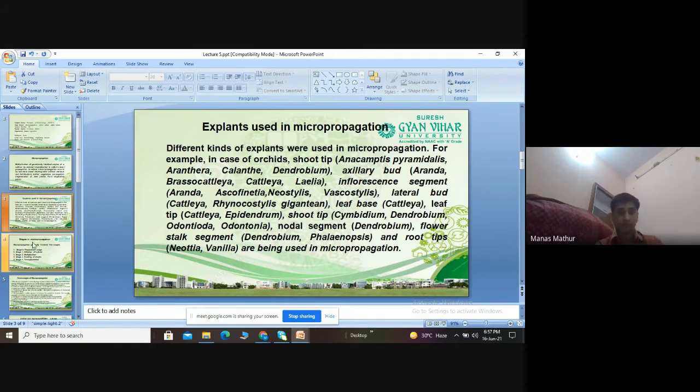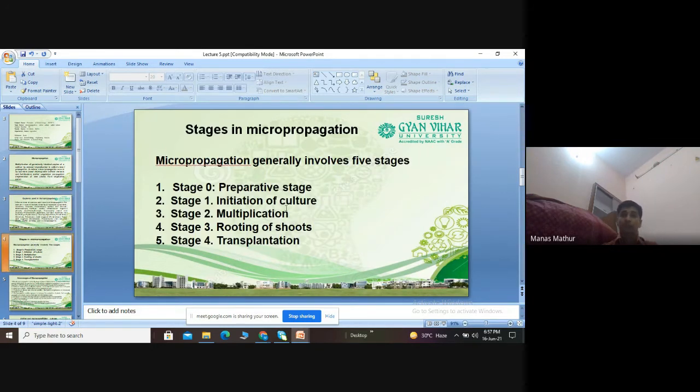Then, I told you that the stages of micropropagation generally involve 5 stages. Stage zero, the initial stage, is called the preparative stage. After that, initiation of culture, where the explant will grow in size and produce callus or shooting and rooting. Stage two, multiplication of shoots. Stage three, rooting of the shoots. Stage four, a complete plant.